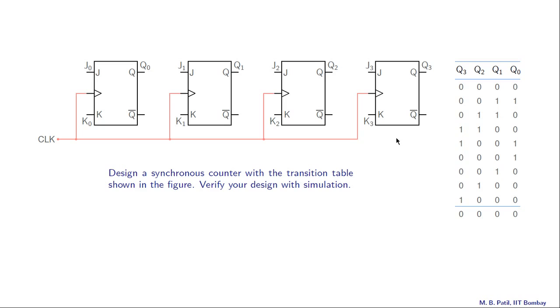And this is how the counter can be implemented. We have 4 flip-flops here. The outputs are Q3, Q2, Q1, Q0. Our first job is to design this counter. That means we need to figure out what J0 should be, what K0 should be, what J1 should be, etc. in terms of Q0, Q1, Q2, Q3, so that the counter follows this transition table. And our next job is to simulate this counter and make sure that it does indeed follow this transition table.